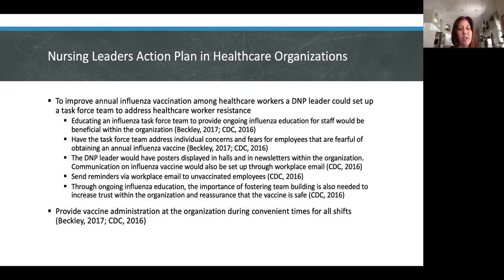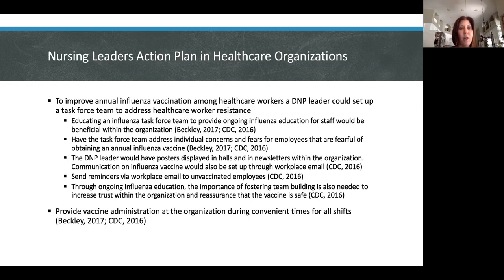And the DNP leader could have posters displayed in the hallways, in the waiting rooms, in newsletters. They can send reminders through the email to all those unvaccinated employees. There could be a whole campaign, but it's also that dissemination of information. If those posters are in the waiting rooms and the hallways, then you're educating the patients and their family members.